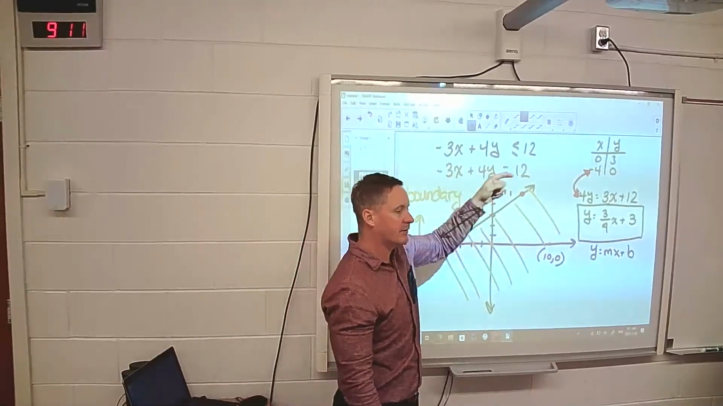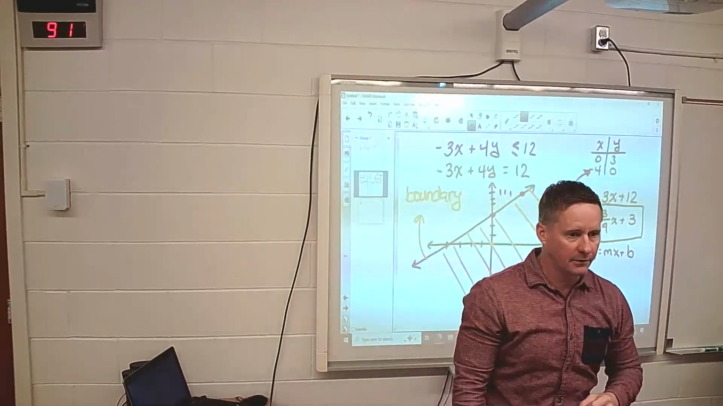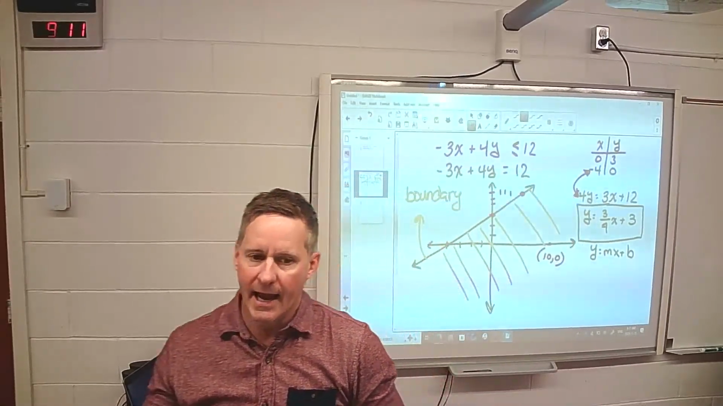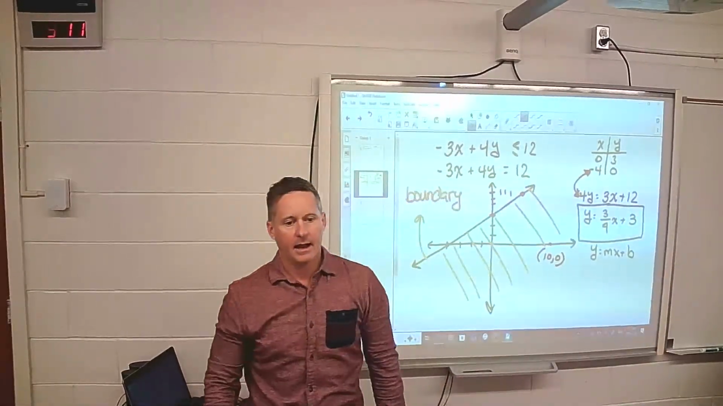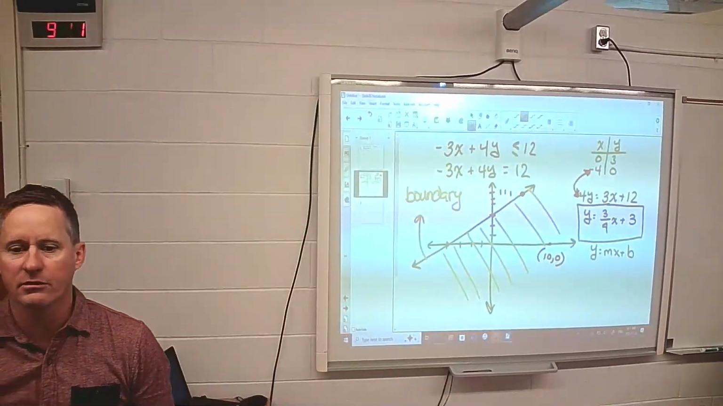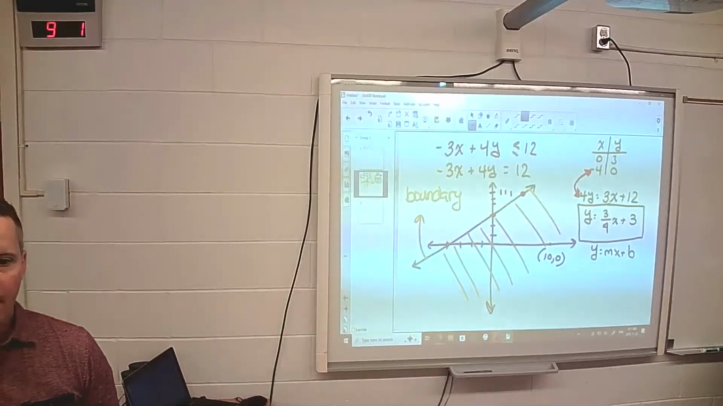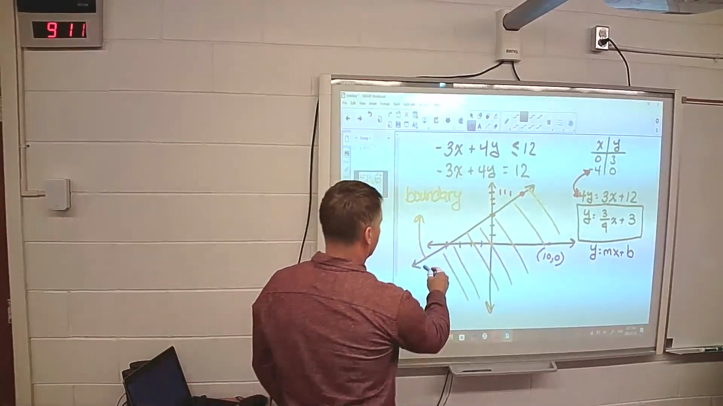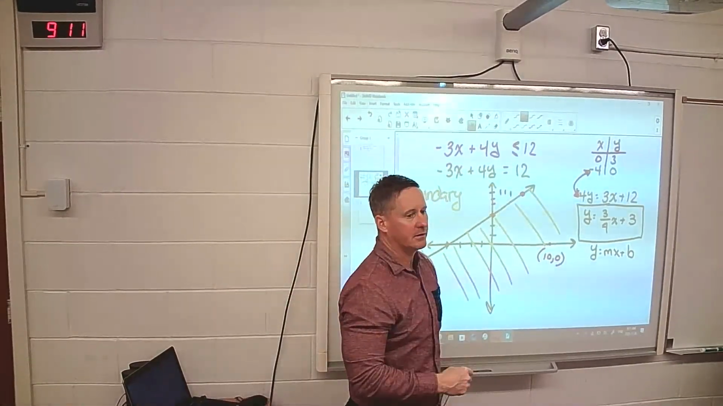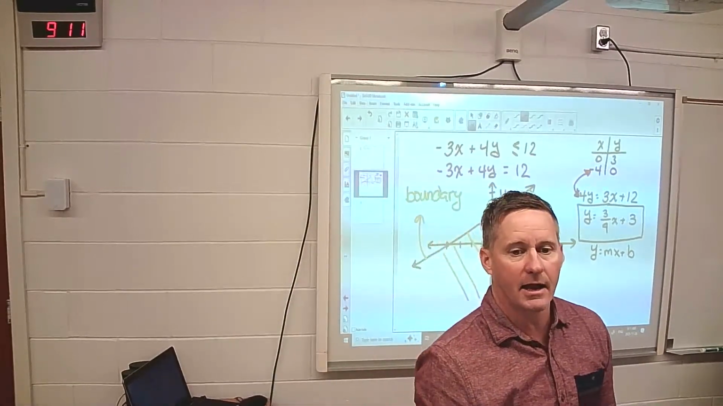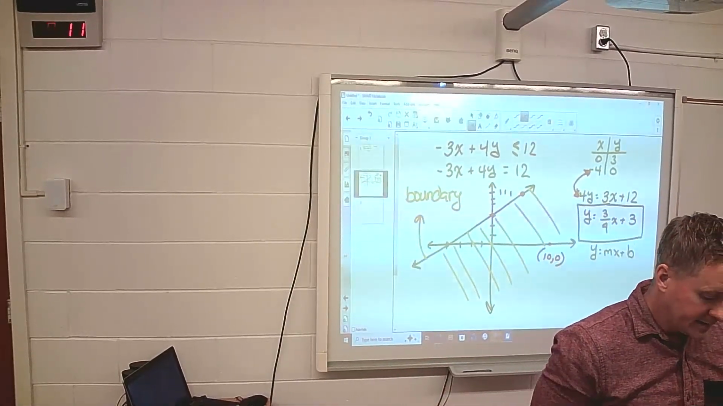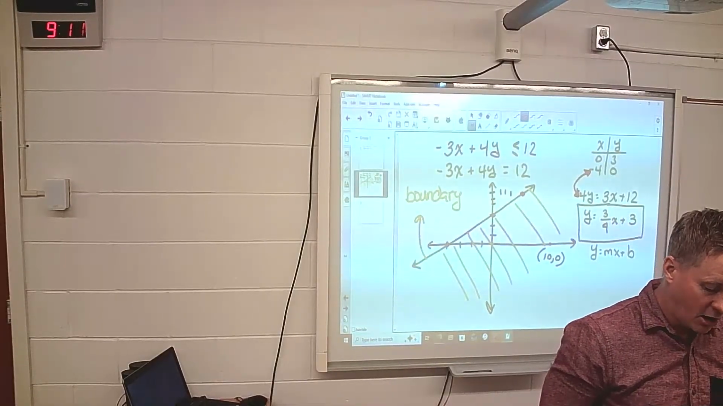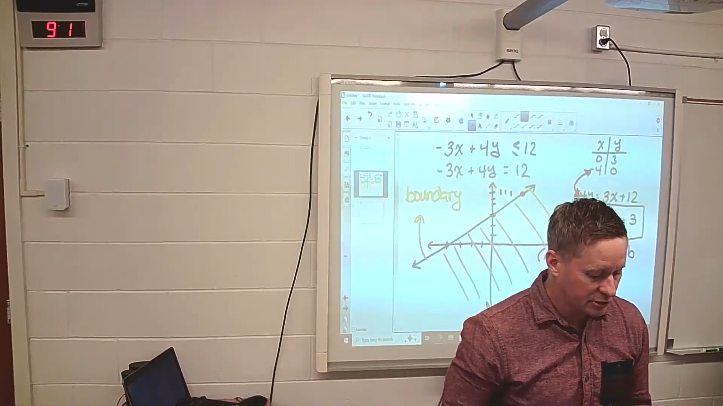Negative 30. Is negative 30 less than 12? Yes. So you could pick any coordinate in this area here, and it will satisfy it. It's called the solution set. You're no longer looking at just the line, trying to find a point on the line. You're trying to find an area on the graph. A continuous solution set contains all of the points on the solution region.